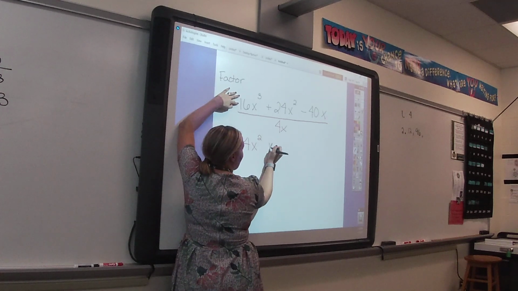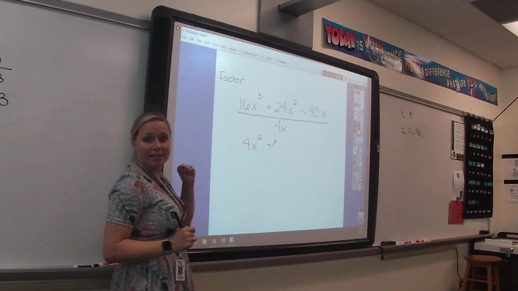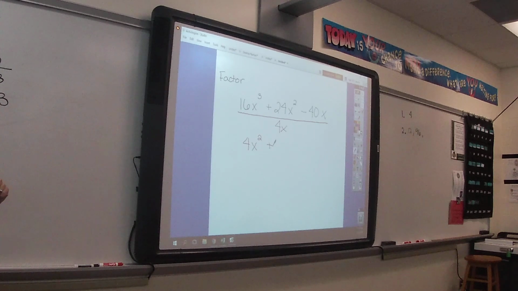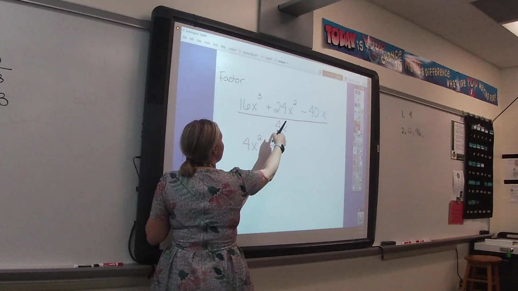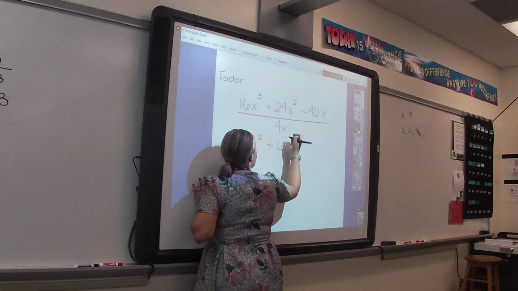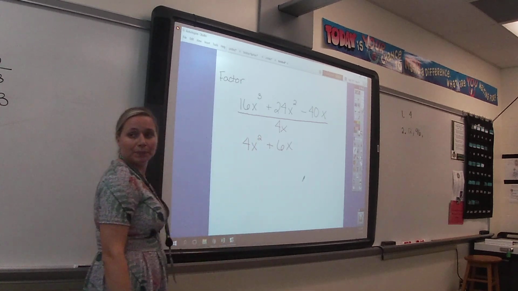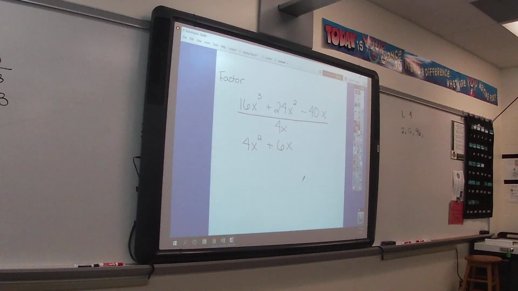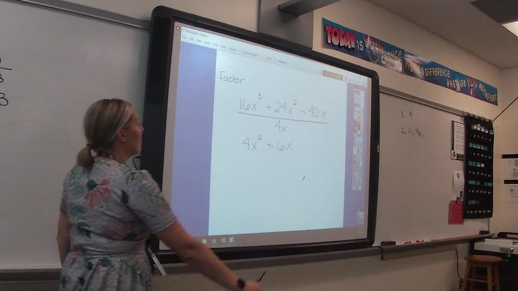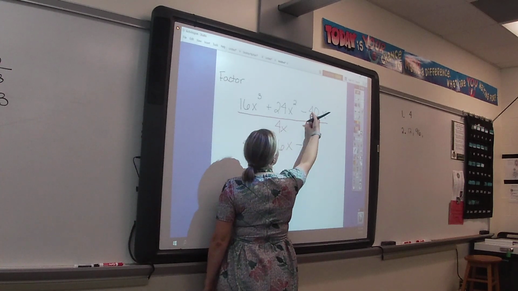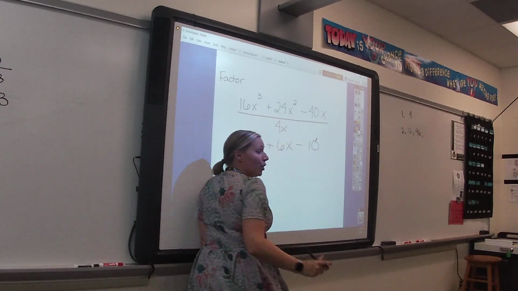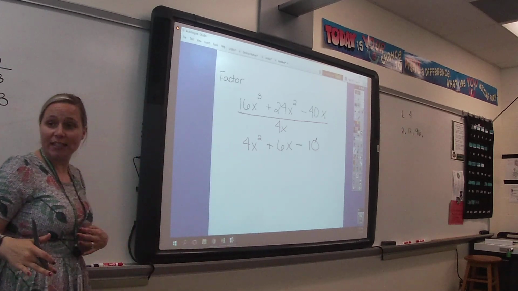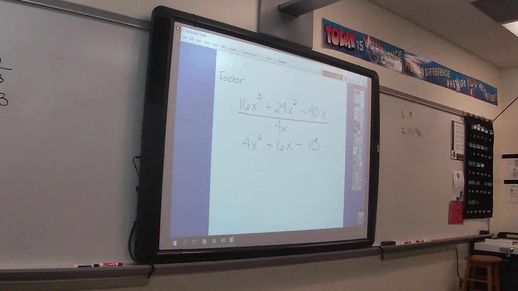Now instead of putting a comma, I'm just going to bring down my addition sign. 24 divided by 4 is 6x. And then I'll put minus 10. No x left, right? Because it canceled itself out.